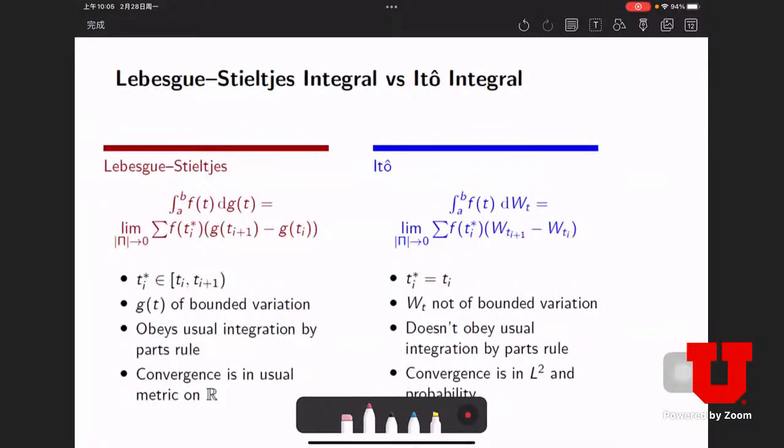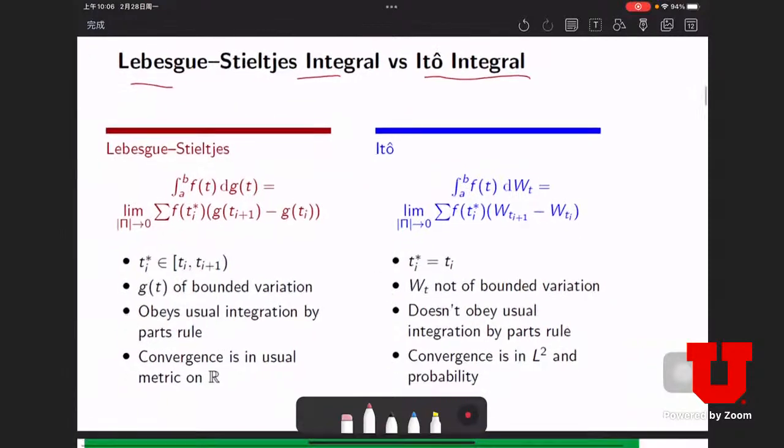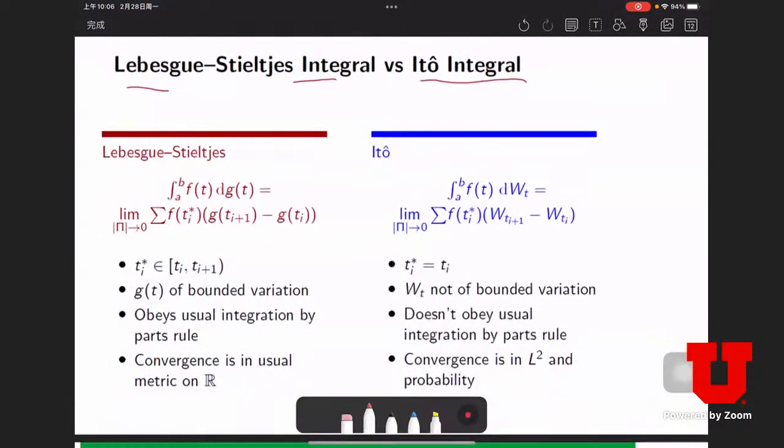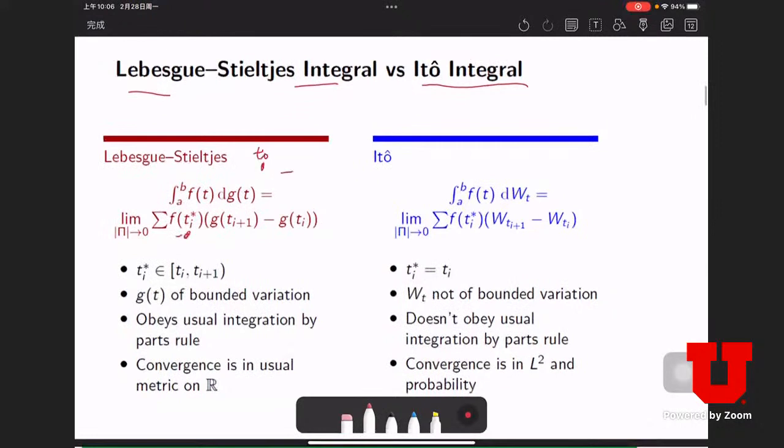So what's the difference between the Itô integral and the Lebesgue integral we usually handle? Here is the definition of these two integrals. For the Lebesgue integral, we consider maybe t0 to t1, and we partition this time interval. For each step, we take the function value on each small interval and the gap of the partition, and we sum these. The integrator is g(t), the function we do the partition with. It is of bounded variation, so we can do the summation directly.